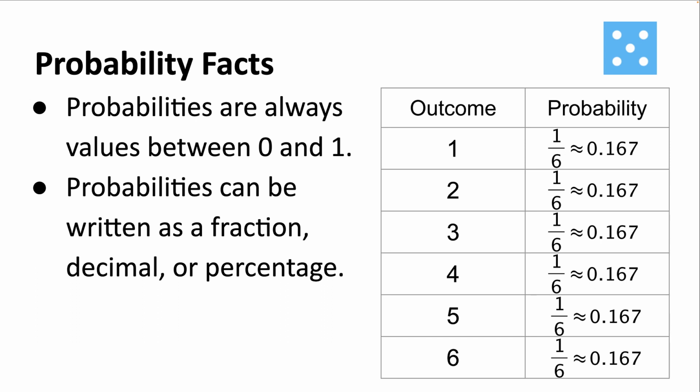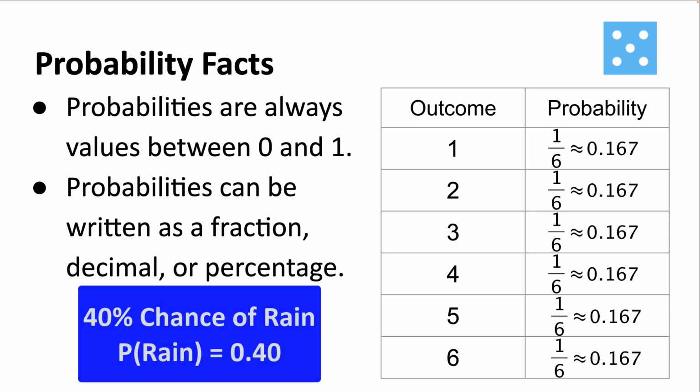So usually in statistics and in math, we typically tend to favor probabilities written as decimals. But when we communicate in English, we usually convert those decimals to percentages. So going back to the previous example, there's a 40% chance of rain would mean that the probability was 0.4.